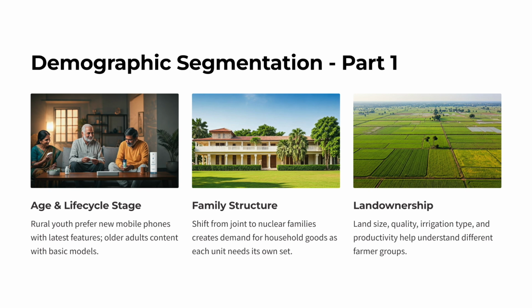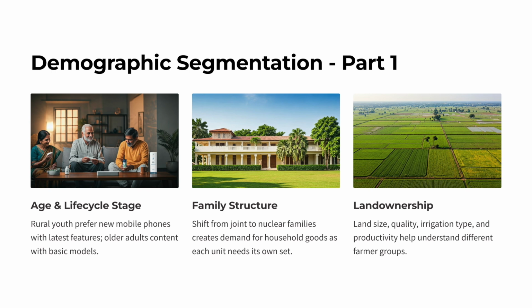For example, rural youth might aspire to new mobile phones with the latest features, whereas older adults may be content with basic, perhaps used models. Second, family structure. Family size directly impacts consumption volume. Larger families often prefer economy packs. Importantly, the gradual shift in rural India from traditional joint families towards individualized joint families or nuclear families creates significant demand for household goods like refrigerators, TVs, and cooking appliances, as each new household unit needs its own set.